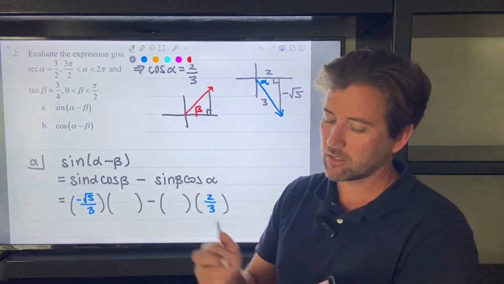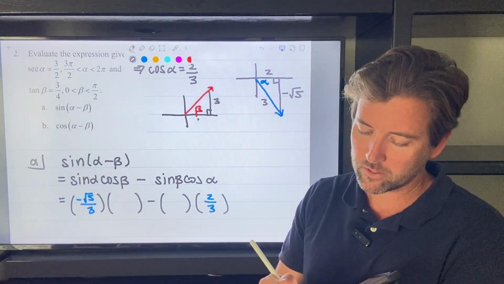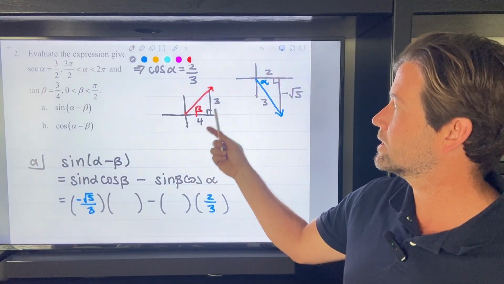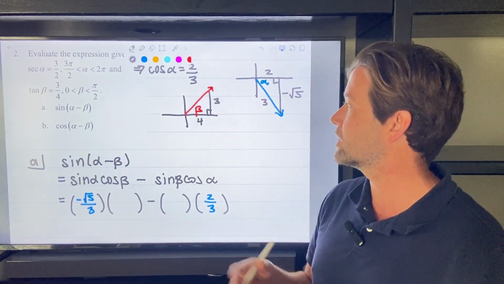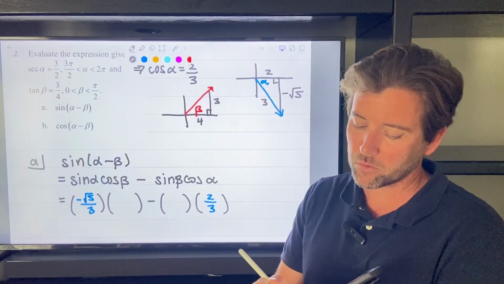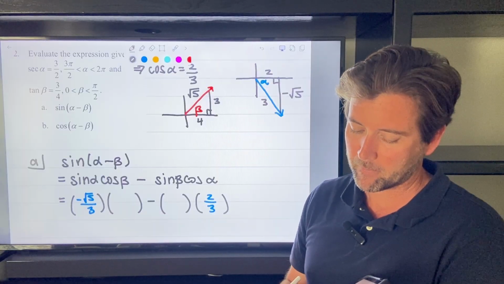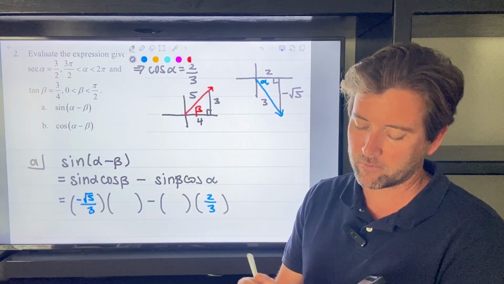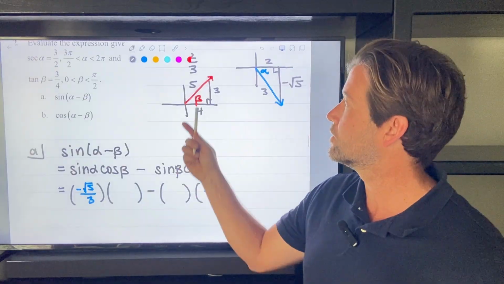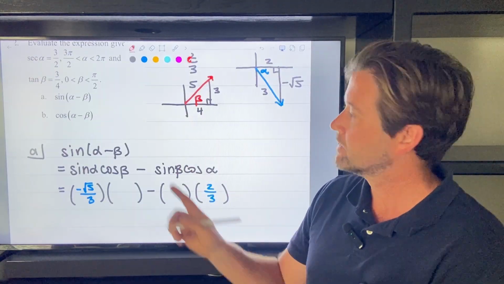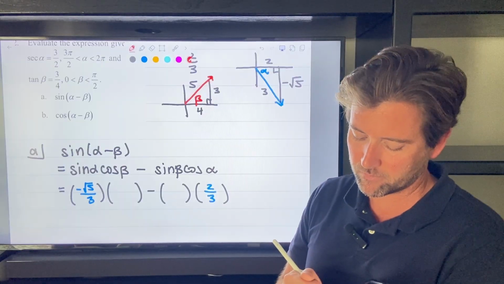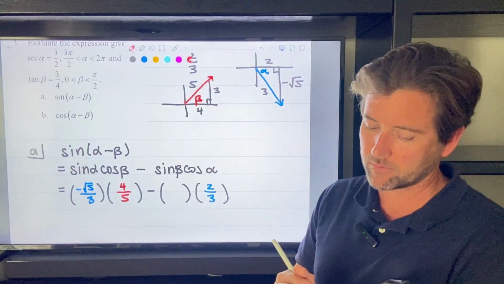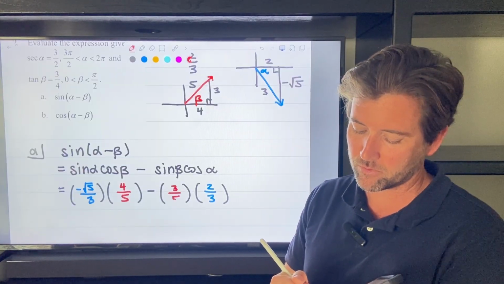So tangent of beta is the opposite over the adjacent. And if you use the Pythagorean theorem, 4 squared, which is 16, plus 3 squared, that's 9. 16 plus 9 is 25. So the hypotenuse is equal to the square root of 25, which is 5. So the cosine of beta is the adjacent side over the hypotenuse. That's 4/5. The sine of beta is equal to 3/5.